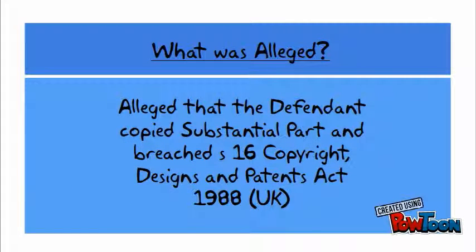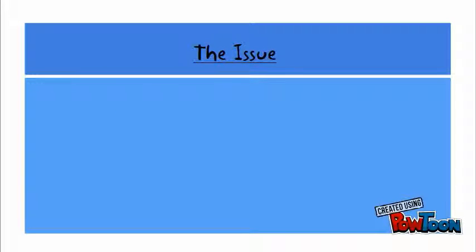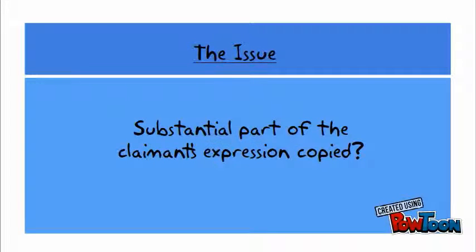The claimants alleged Dan Brown copied a substantial part of their text and breached Section 16 of the Copyright Designs and Patents Act 1988 of the UK. The issue presented to the court was whether the defendant had copied a substantial part of the claimant's expression from the Holy Blood and the Holy Grail.